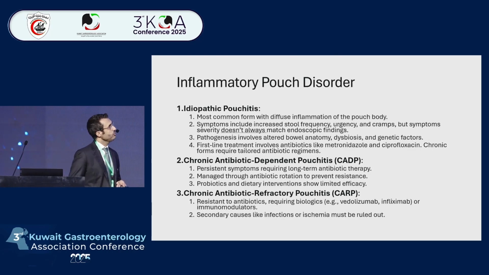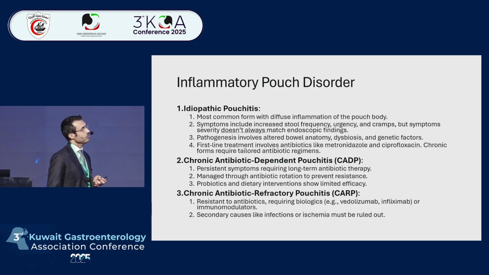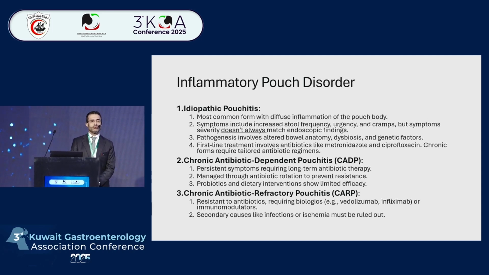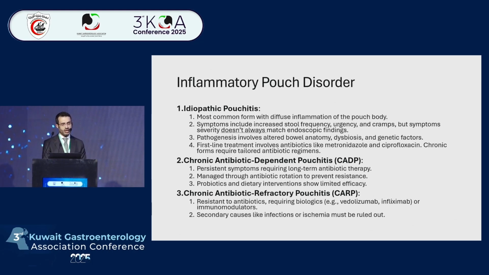The inflammatory pouch disease, which mainly includes chronic pouchitis, first includes idiopathic pouchitis, which is the most common diffuse inflammation of the pouch. Usually patients have abdominal cramps, rectal bleeding, and urgency, and those symptoms unfortunately do not correlate well with the endoscopic findings. There are many theories behind pouchitis. We know there is altered bowel after surgery, microbiome alteration, and genetic risk factors. Usually first-line treatment is an antibiotic. The commonest ones are metronidazole and ciprofloxacin, and some patients require long-term therapy.